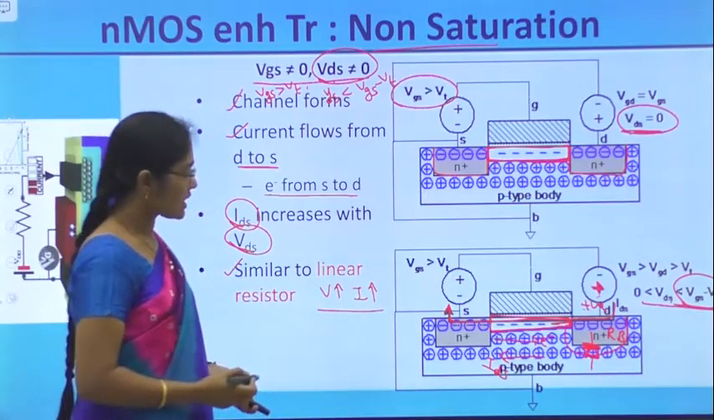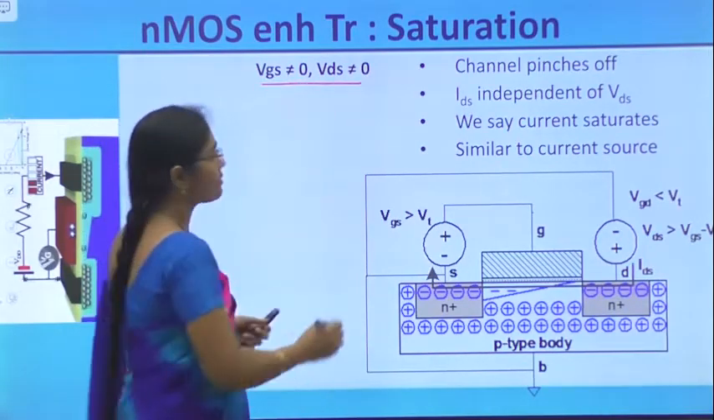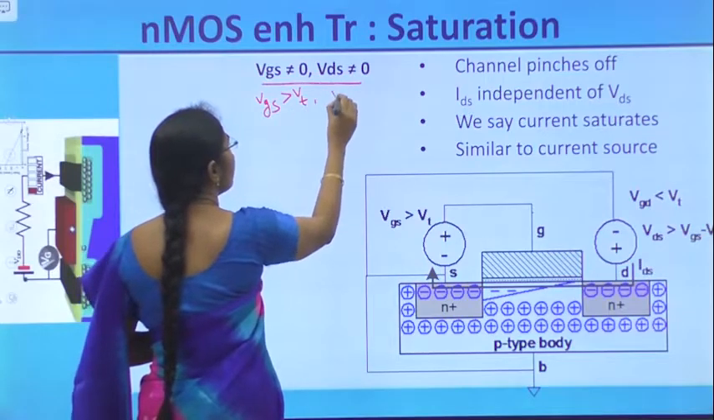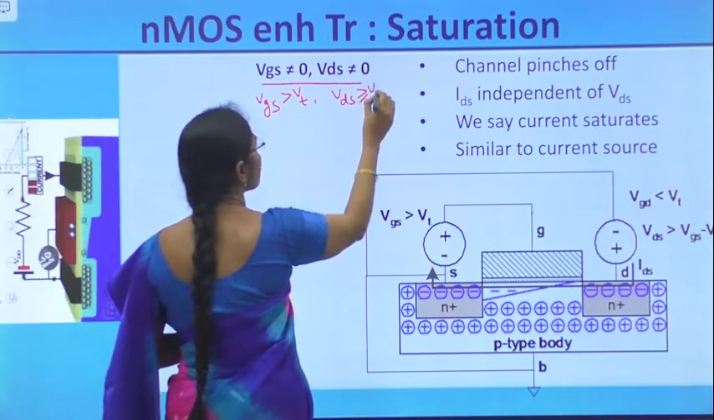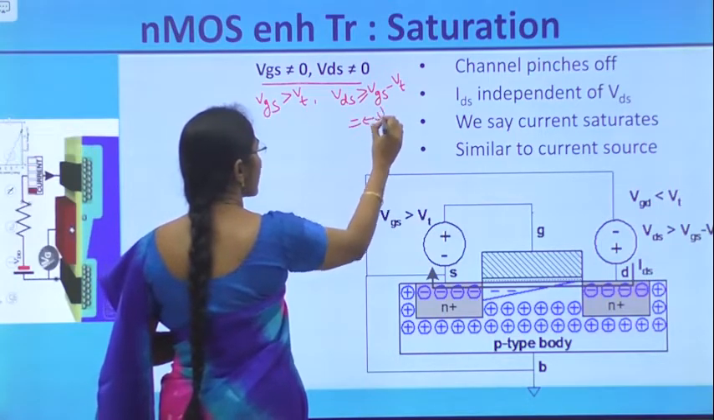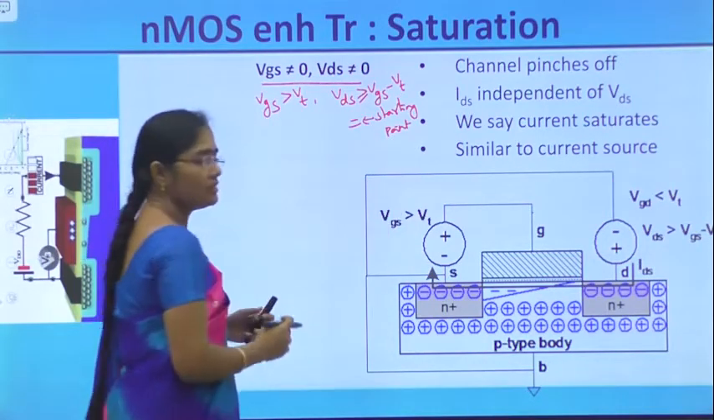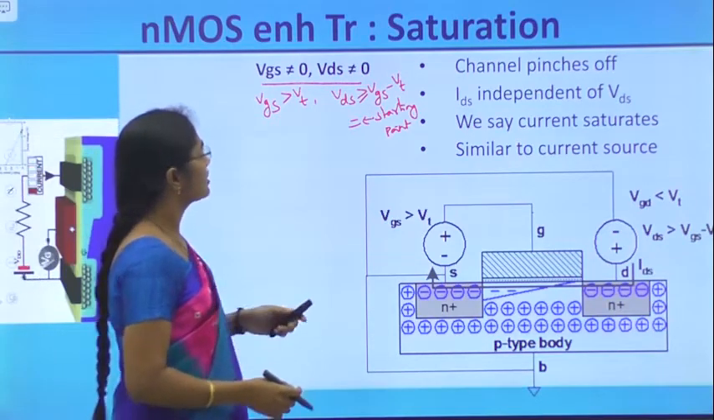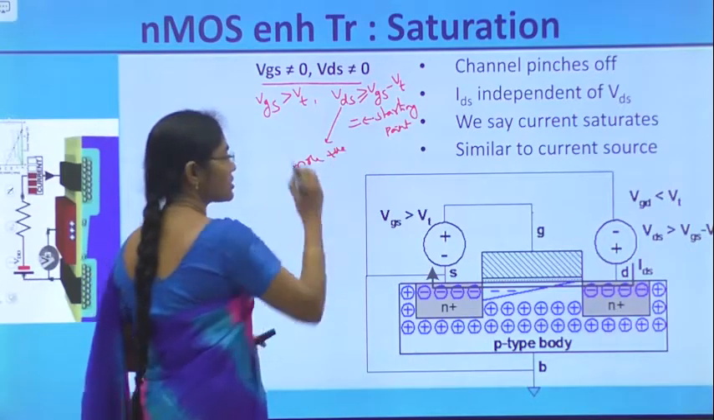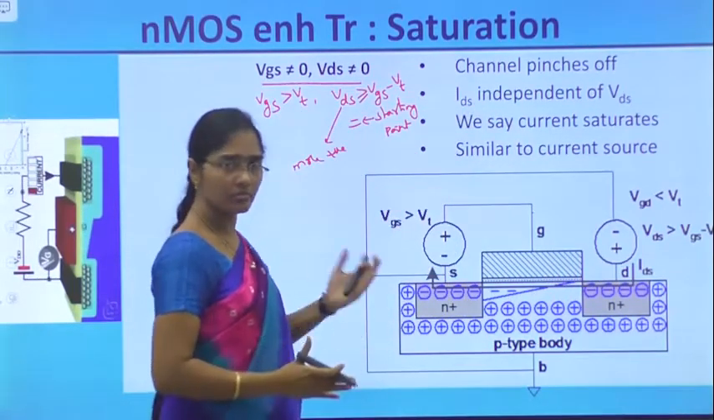Let us see the saturation region, the next region. In the saturation region, both VGS and VDS are non-zero values. VGS is greater than VT, and VDS is greater than or equal to VGS minus VT. Here the equal-to point is called the starting point of the saturation region, and whenever it is greater than, then it is in the saturation region. It means we are applying more positive voltage at the drain terminal. So if more positive is applied at the drain terminal, what will happen to the previous figure?